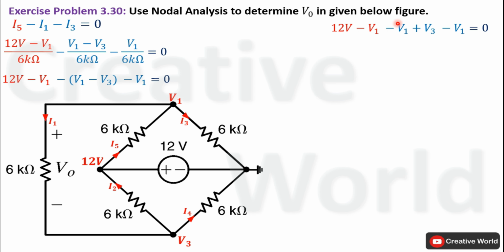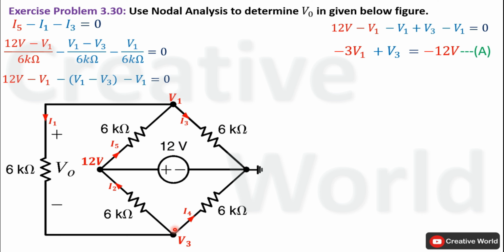Place this 12 volt on the other hand side of equal and add values having same variables together. The equation will become minus 3V1 plus V3 equal to minus 12 volt. We cannot further solve this equation, so leave it for now and label it as equation A. It is the first node voltage equation of this network.